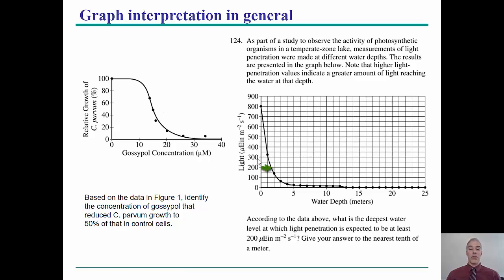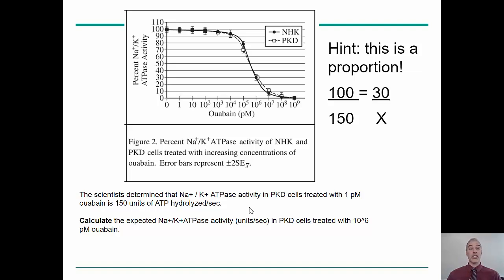So we go to 200, we go over to the line, we go down. Now it says to the nearest tenth, so this is about a half, right? Each of these is worth 1, so about 1.5, whatever this unit in meters is going to be your answer. So that's the deepest water at 1.5 that you're going to have that much light reach that point. 1.5 to the nearest tenth. If it said to the nearest hundredth, you'd have to say 1.50.